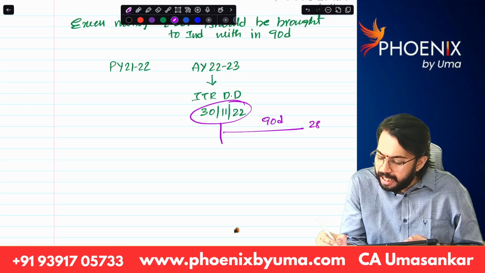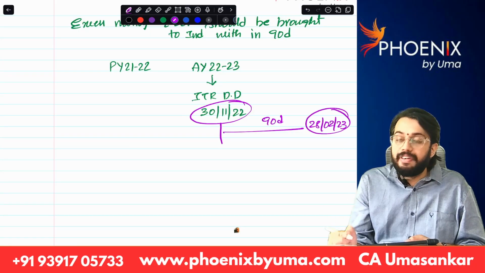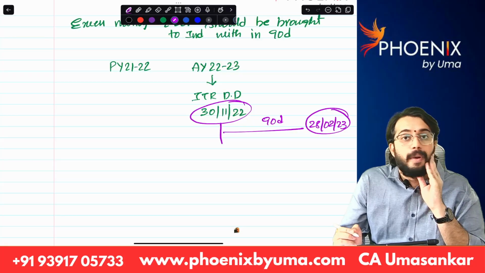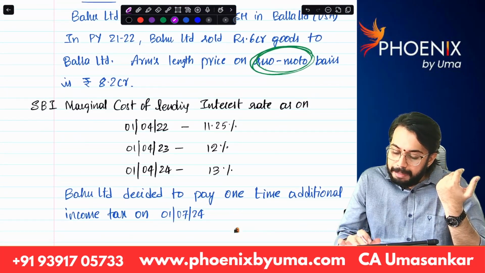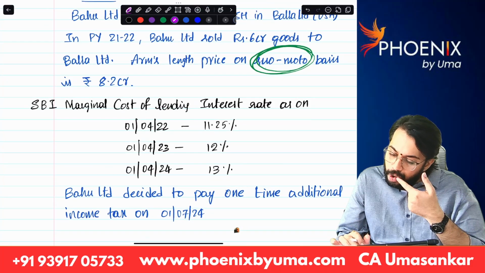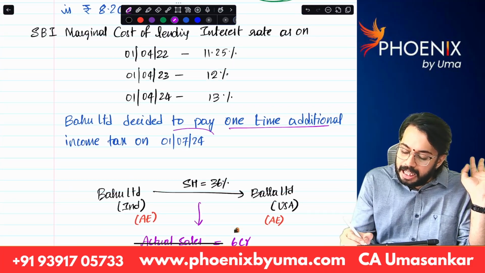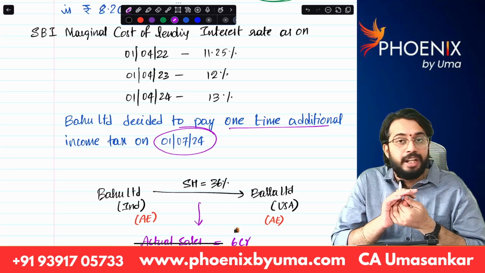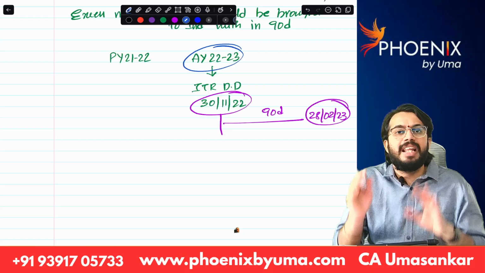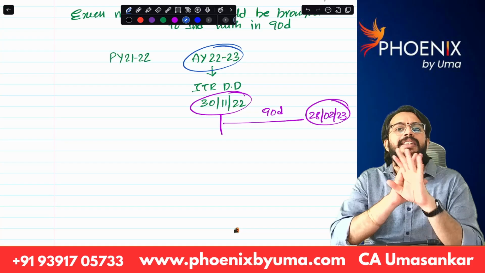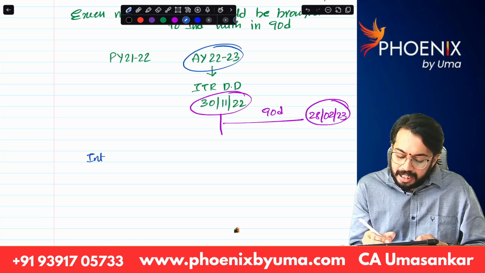So 28th February 2023. Before 28th February 2023, excess money is to be brought to India. But was excess money brought? No, excess money is not brought to India. One-time additional income tax was paid on 1st July 2024. So tell me, in 22-23, whether excess money is brought to India? Excess money is not brought to India. Now we need to calculate interest income, correct?